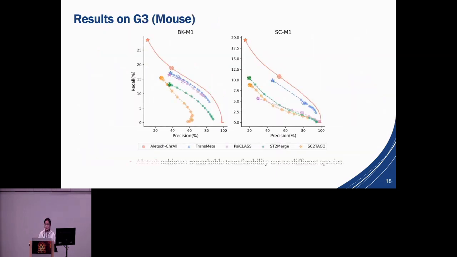In the last group, G3, we tested Aletsch on the mouse dataset. For both bulk and single-cell mouse datasets, Aletsch performs the best, achieving remarkable transferability across different species.